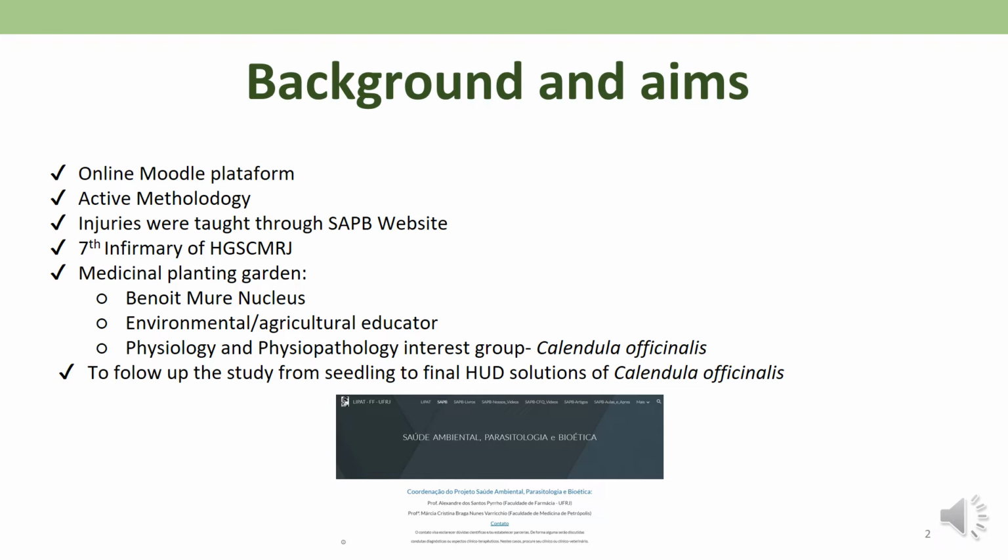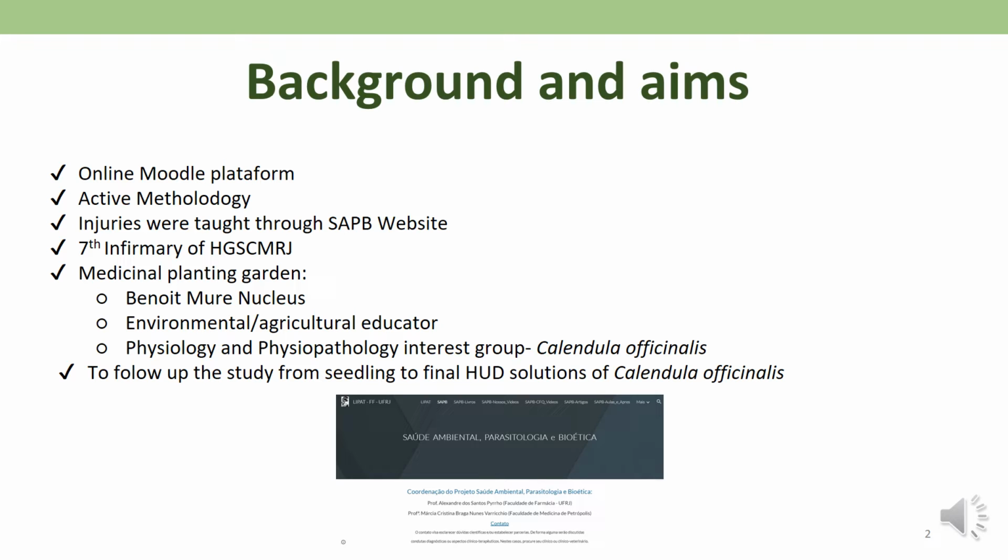In its background and aims, we can highlight that the main objective was to develop the teaching of homeopathy through practicing its use on common pathology. The teaching tool used was active methodology and blended learning, enabled by the Moodle platform and taught through SAPB, which stands for Environmental Health, Parasitology and Bioethics in Portuguese, website.